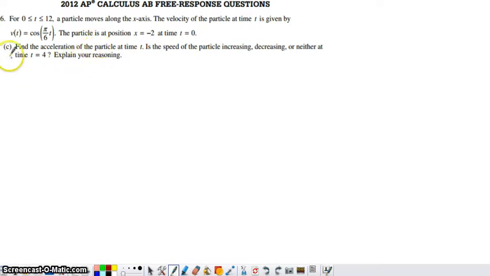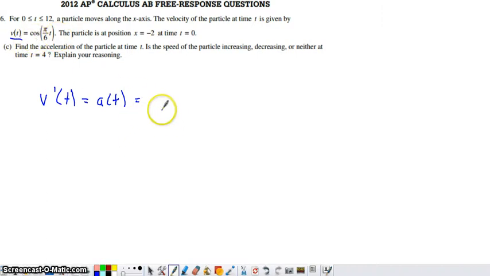We're given a velocity function to start with. The rate of change of velocity is acceleration, so the derivative of velocity is going to be our acceleration function. To find our formula for a of t, all we have to do is take the derivative of this. That's pretty easy to do as long as you remember to use the chain rule.